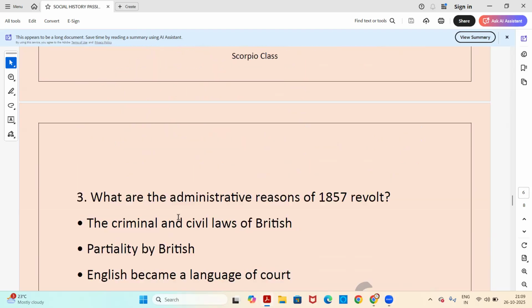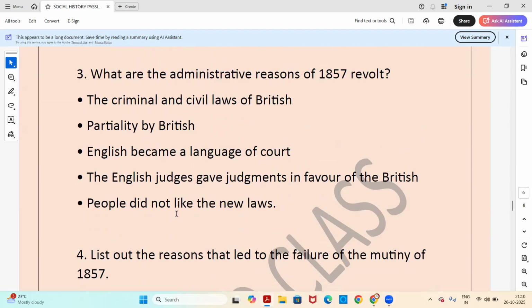Next. What are the administrative reasons of the 1857 revolt? Administrative reasons were the criminal and the civil laws of British, partiality by British, English became the language of court, the English judges gave judgments in favor of the British, people did not like the new laws. So, this became the administrative cause for the 1857 revolt.